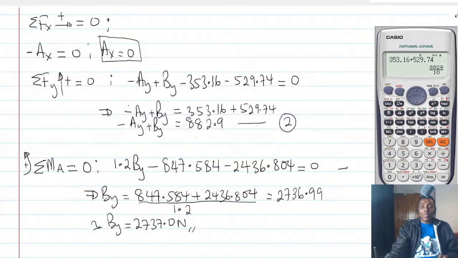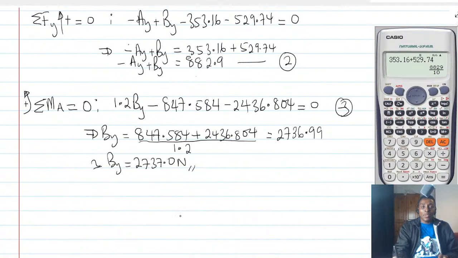So this one was supposed to be equation 3. If you substitute By into equation 2, then we can say that AY is what? 882.9. Okay. So let me write it well. So we know that minus AY plus By is what? 882.9.